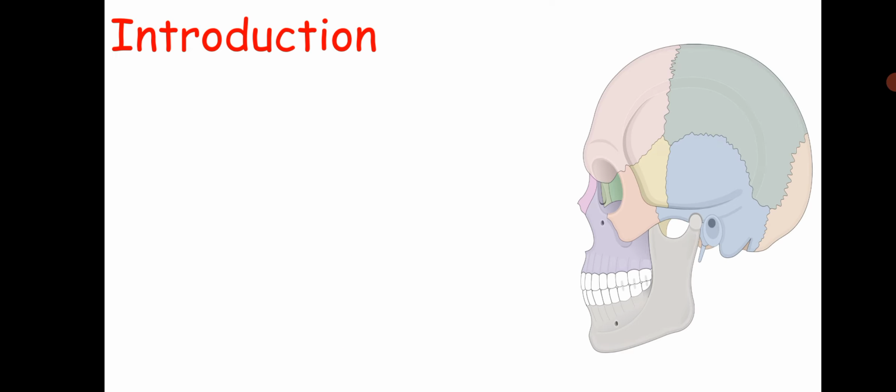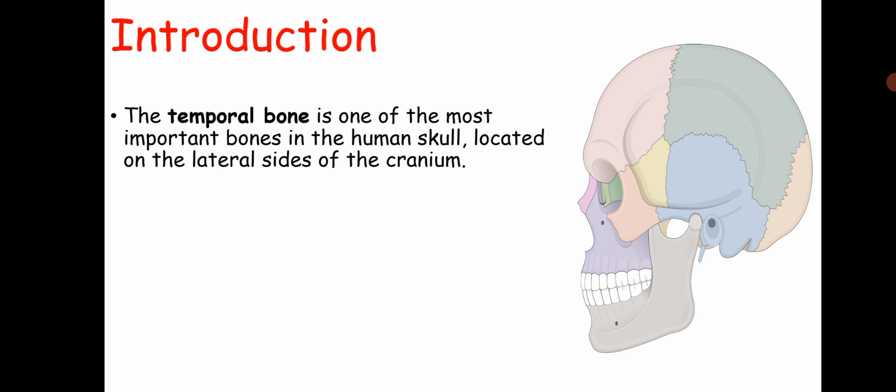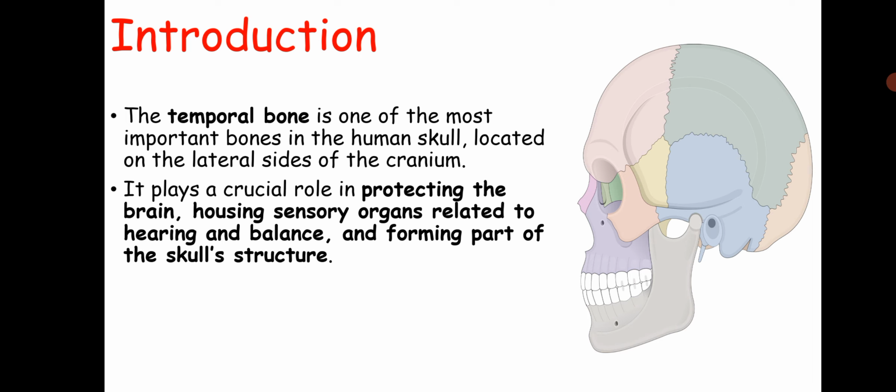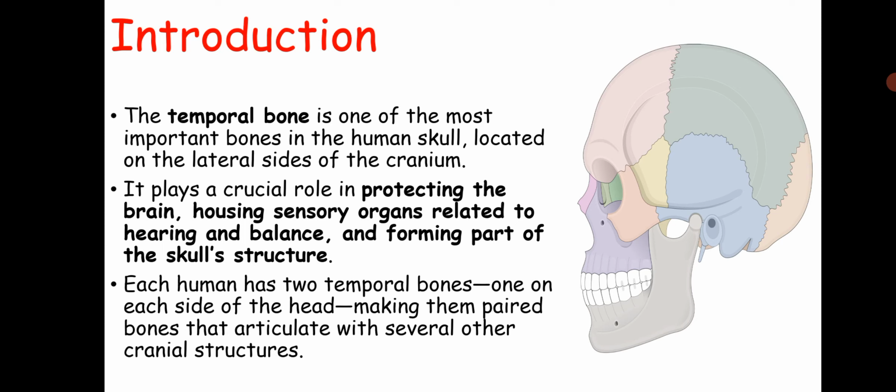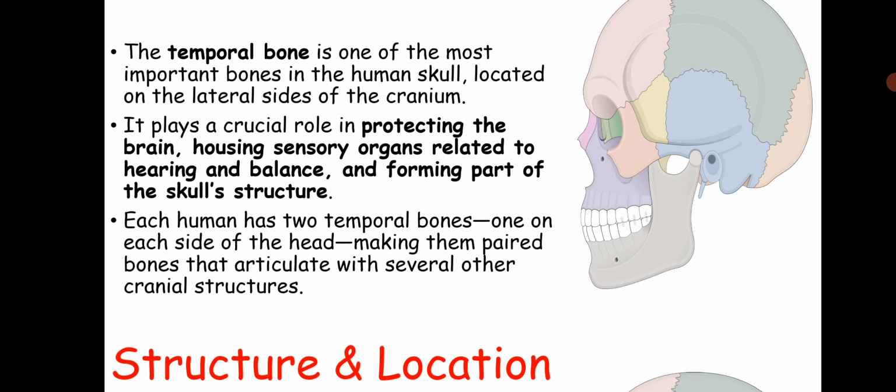Now let's start our topic with introduction of temporal bone. Temporal bone is one of the most important bones in the human skull, located at the lateral sides of the cranium. It plays a crucial role in protecting the brain, housing sensory organs related to hearing and balance, and forms a part of skull structure. Each human has two temporal bones, one on each side of the head, making them paired bones that articulate with several other cranial structures.